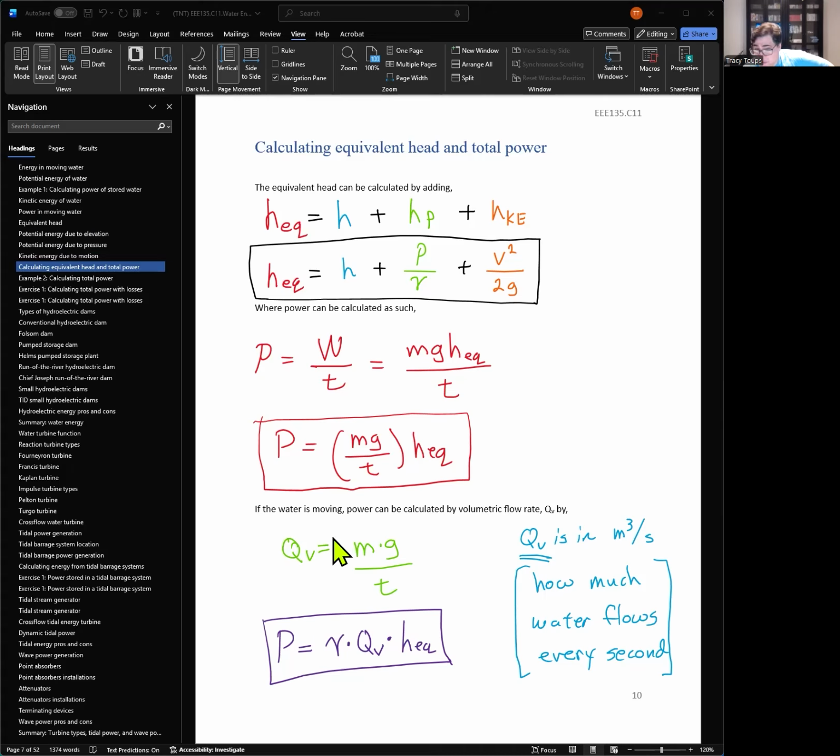Now you could calculate Q pretty easily. It's the mass of the water times gravity divided by T, which you already have right here in the power equation. Okay, so it's easy to just copy and paste these things through. And so your total power here will be the specific weight of the water times your volumetric flow rate times your equivalent head. Okay. And with this, we could then calculate the total power based on volumetric flow rate.